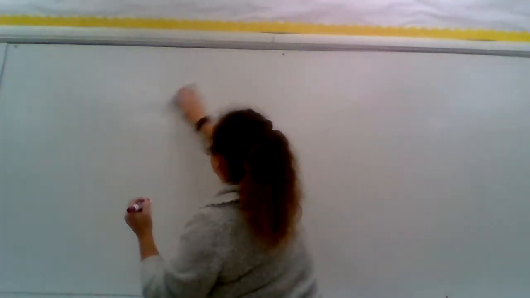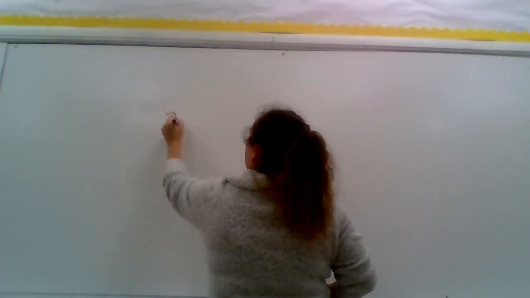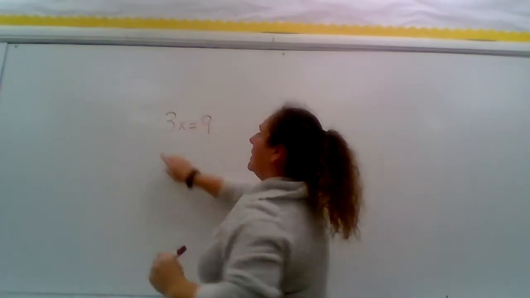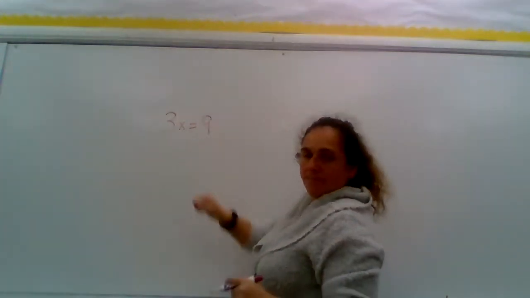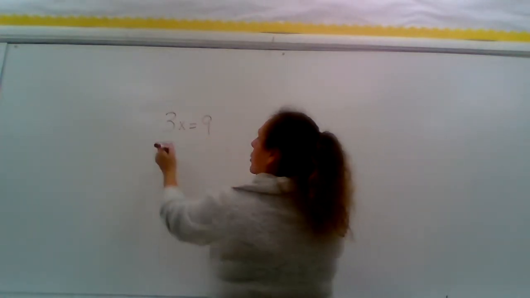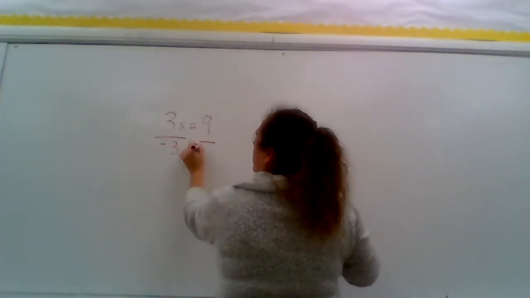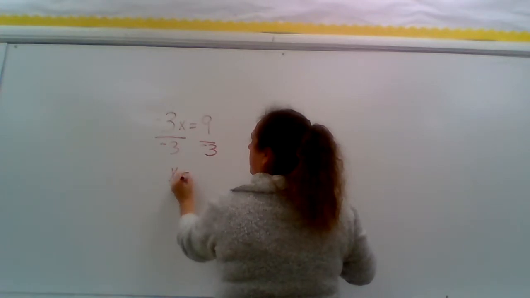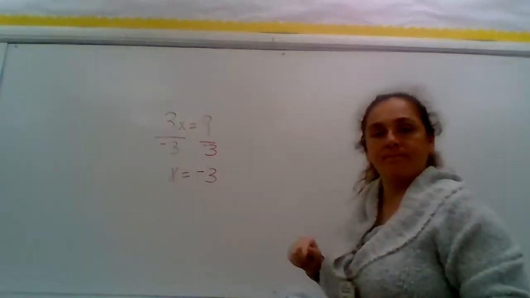The first one is negative 3x equals 9. All right, we're going to find our variable. We're going to divide both sides by negative 3, and we get x equals negative 3.